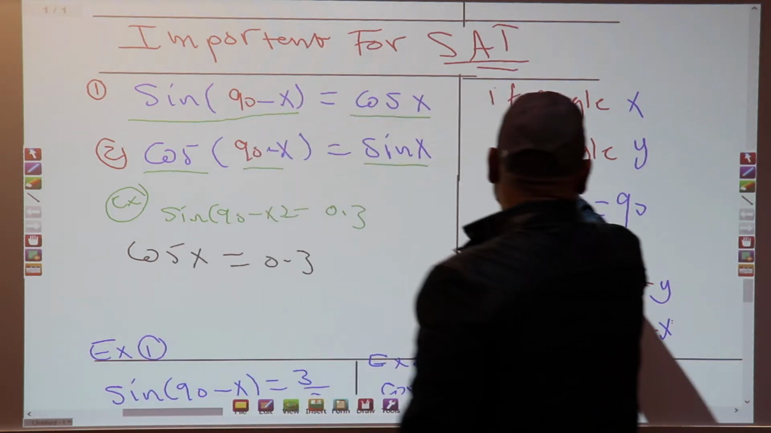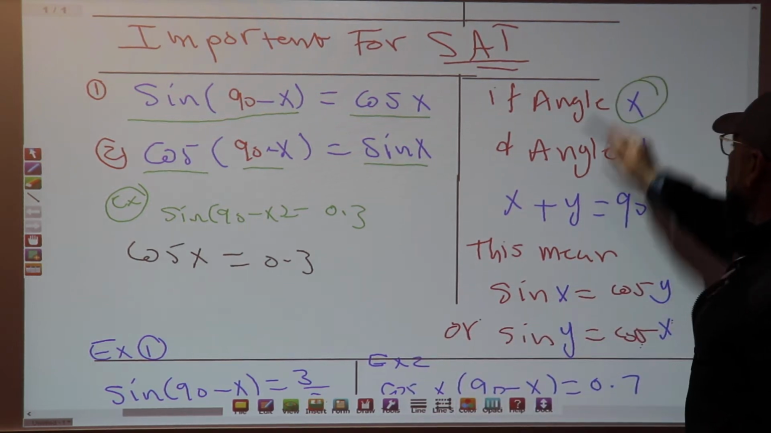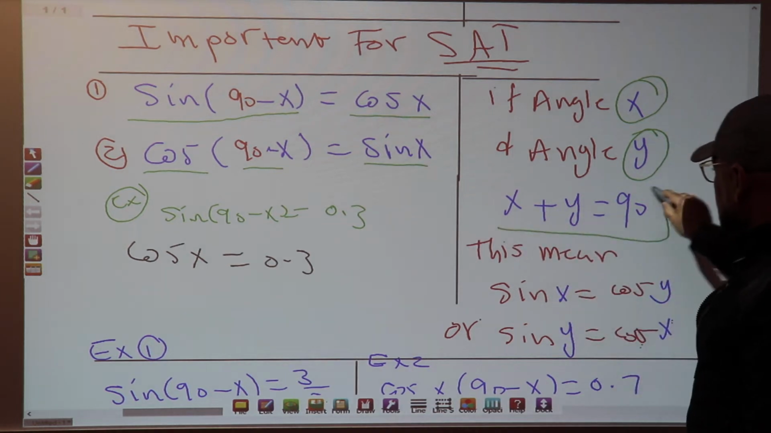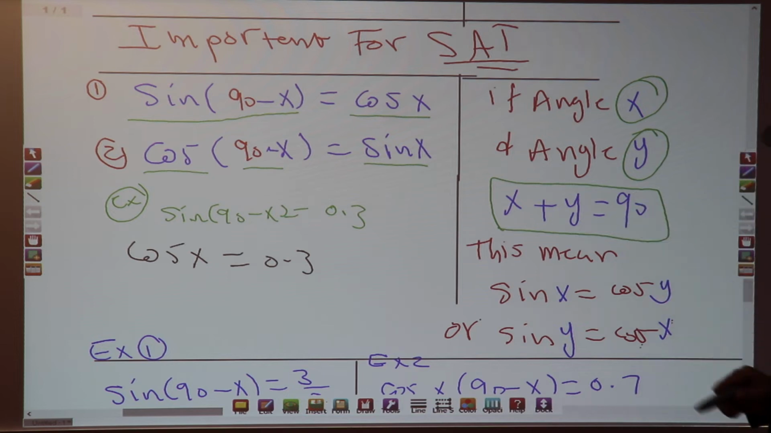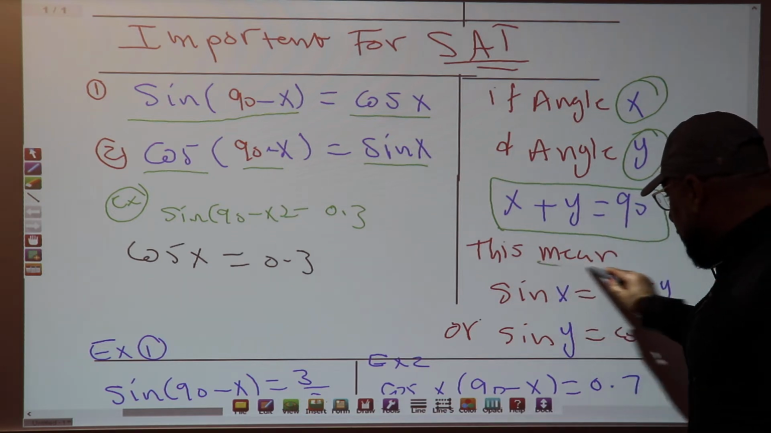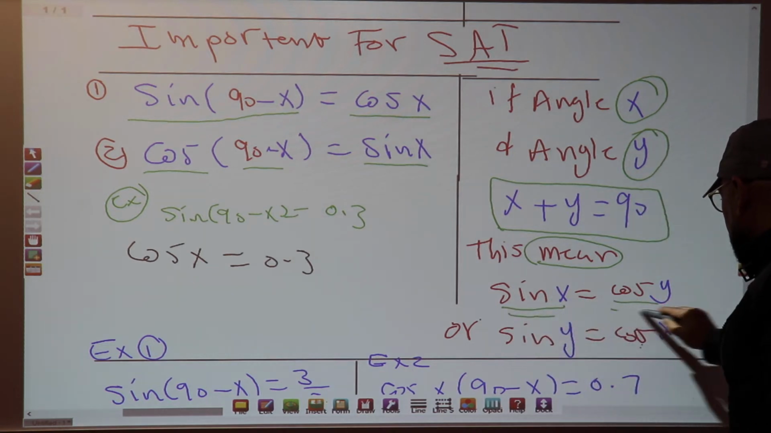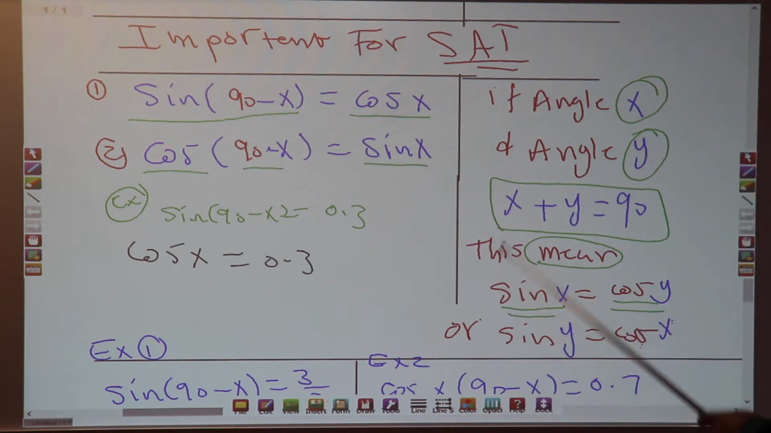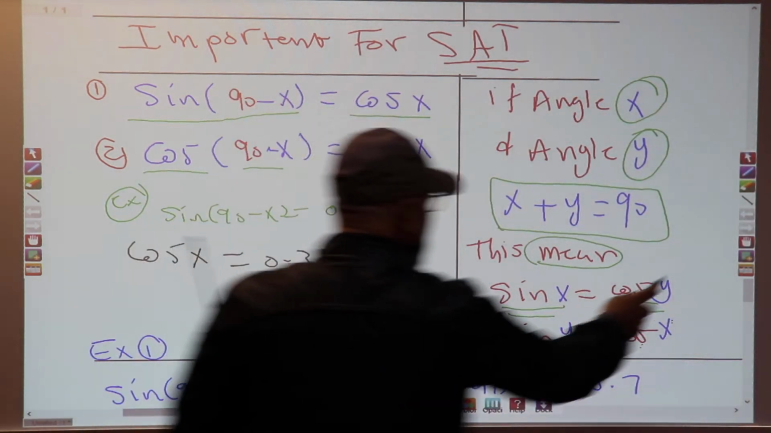Now I have something different here. We have two angles. The first angle is x, the second angle is y. But there's a condition: x plus y equals 90. Under this condition, sine x equals cosine y, or sine y equals cosine x.